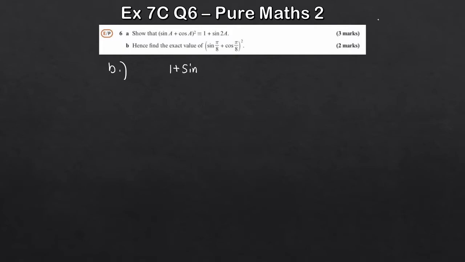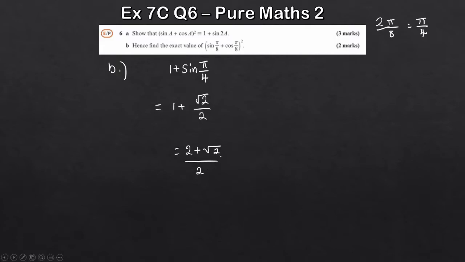So, if A is pi over 8, 2 times pi over 8 here, 2 pi over 8, that would be pi over 4. Okay, so we can write this as 1 plus Sine pi over 4, and sine of pi over 4, we can write that in its exact form because we need to find the exact value. So we can just write that as 1 plus root 2 over 2 there. And there we have it. So you could write that as 2 plus root 2 over 2 if you want. I don't really know if that helps you anymore, but you can write it like that if you want as well. So there we have it.